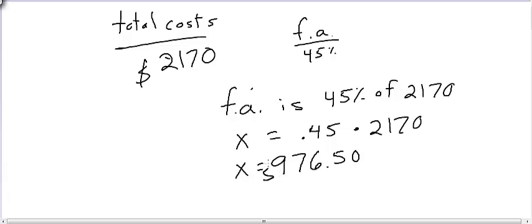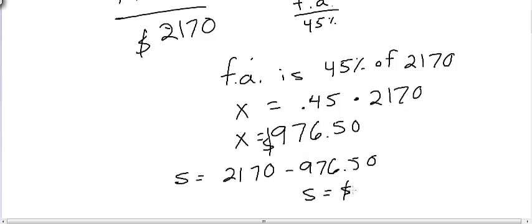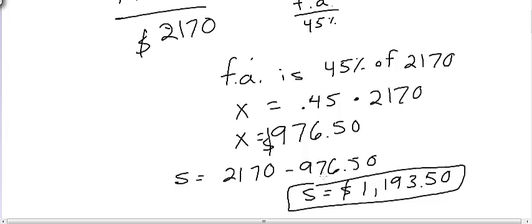$976.50. Now I'm not done. That tells me how much financial aid is covering, which means what's left over is for the student to cover. So the student is going to pay whatever's left after you take away the $976.50 from the original value. And when you do the subtraction, you're left with the student paying a total of $1,193.50. And since it's money, we want to round to 2 decimal places always.